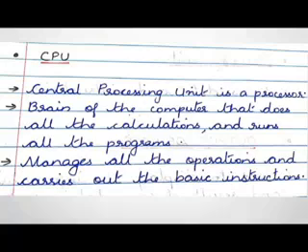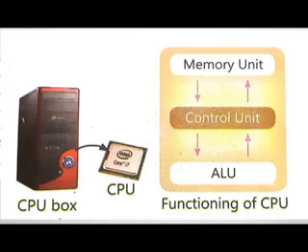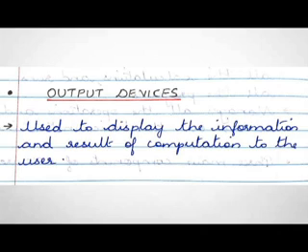It has three main components. First component is ALU, that is Arithmetic Logic Unit, which performs mathematical and logical operations. Second component is CU, that is the control unit. It directs all the operations of a processor. And the third component is the memory unit. It will store all the data and instructions.